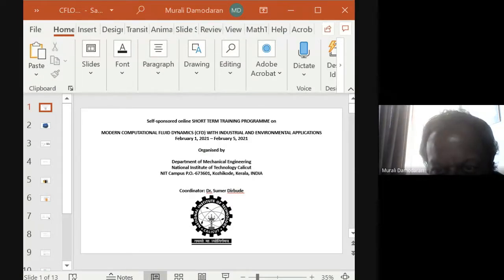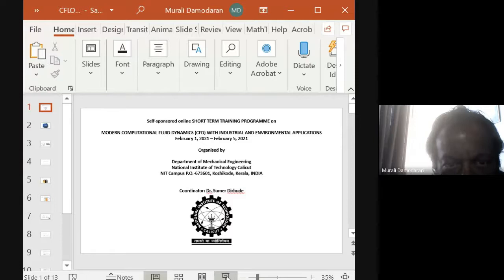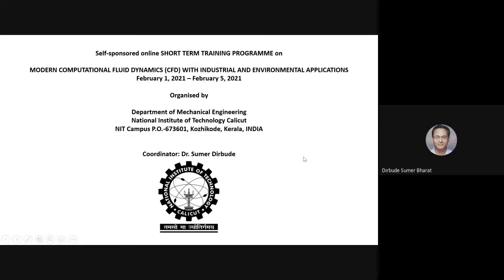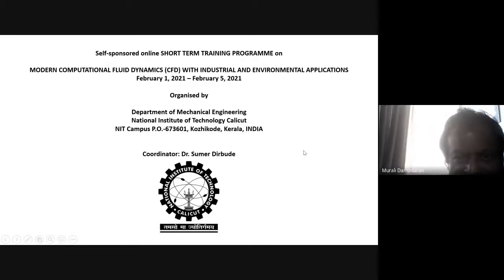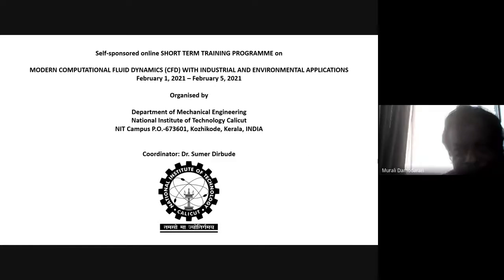Are you able to see anything? Yeah, we are able to see. Please press F5 so that it will be a full screen. Yeah. Excellent. Are you able to see the entire screen? Yeah, wonderful. Okay, welcome everybody.